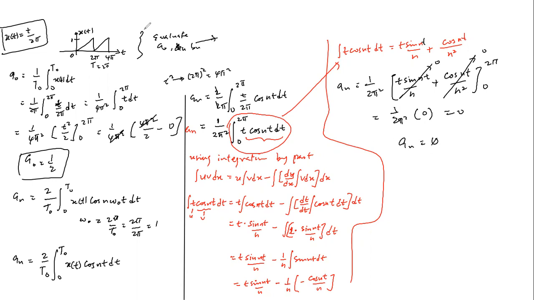So far, we have been able to deduce a0 to be equal to 1 over 2, an is equal to 0. So what is left is bn. So we solve for it.